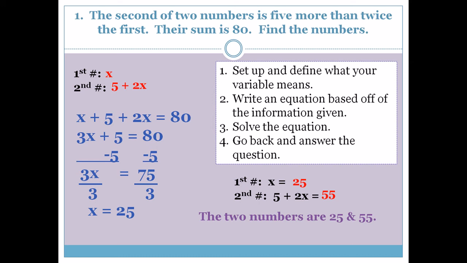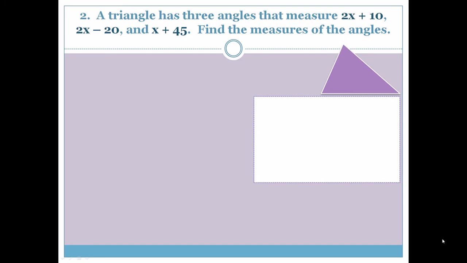All right, well, I'm sure you can answer all of them from here on out. But let's just do another one together. This one has a triangle. A triangle has 3 angles. Of course, it has 3 angles. It's a triangle. That measure 2x plus 10, 2x minus 20, and x plus 45. Find the measures of the angles.